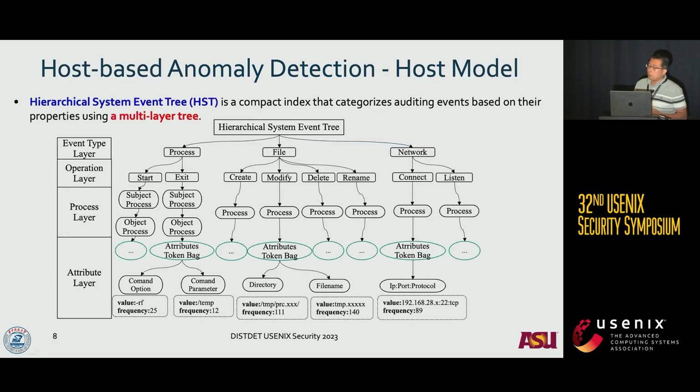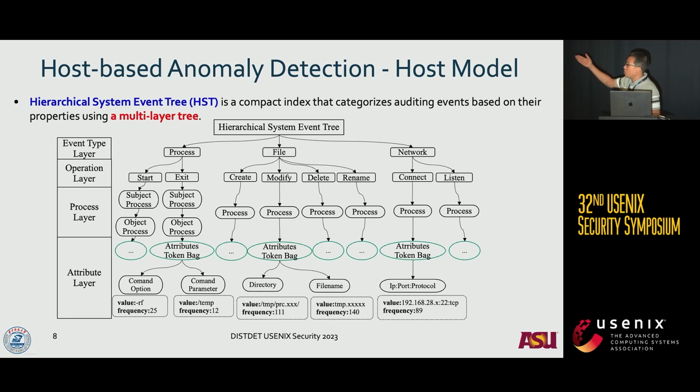Next, I'm going to briefly introduce the detailed design of our approach. Our system has two sides: one is the client side, and the other is the server side. On the client side, we do a training to build a local model. Basically, we provide a compact index that categorizes auditing events based on their properties using a multi-layer tree. We call this tree a hierarchical system event tree.